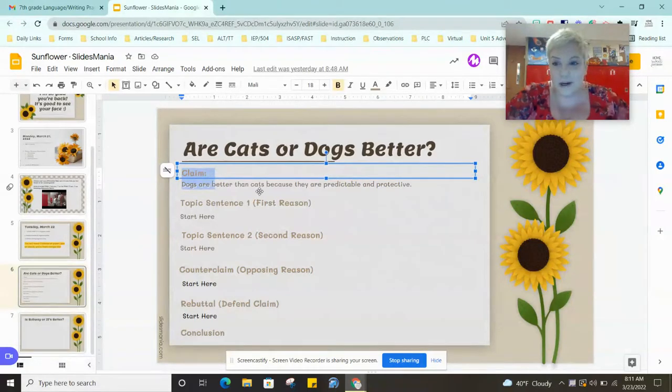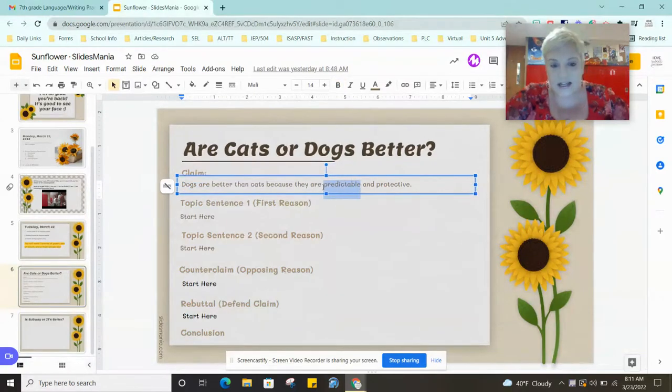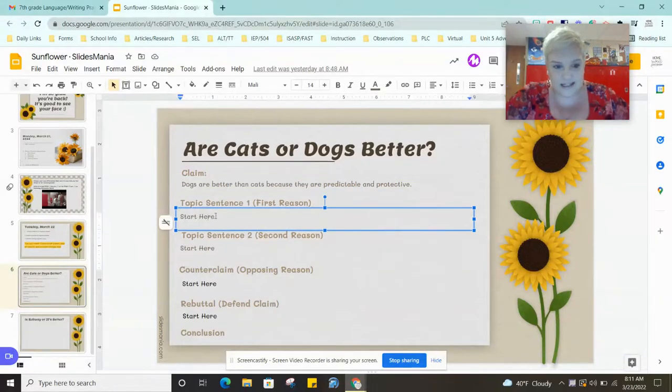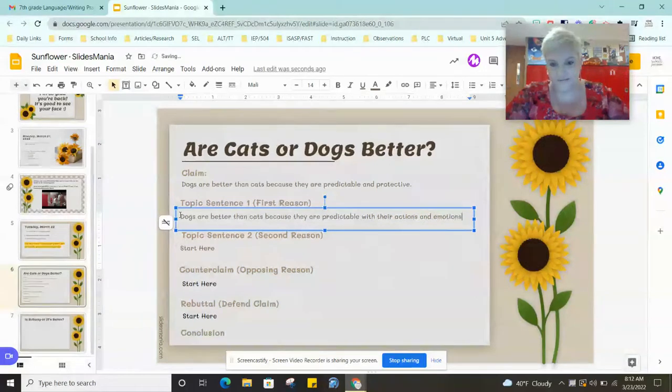Then I'm going to have body paragraph 1. Body paragraph 1 is going to have a topic sentence, which would be the first sentence of a paragraph, and it's going to have my first reason. So as you can see here, my first reason was that dogs are predictable. Okay, so in my topic sentence, I could say dogs are better than cats because they are predictable with their actions and emotions.